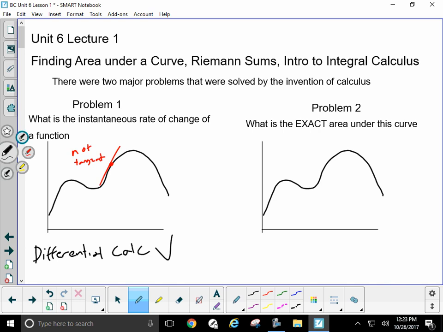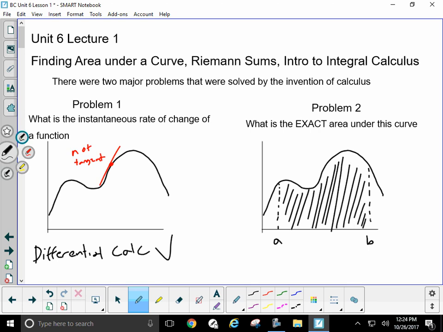It's really out of 3 problems. AB calculus really focuses on the 2. We focus in on a third and some extra stuff. The second problem that we're going to talk about is if I want to find the exact area under this curve between these 2 points, what is this area? This is when we introduce integral calculus.